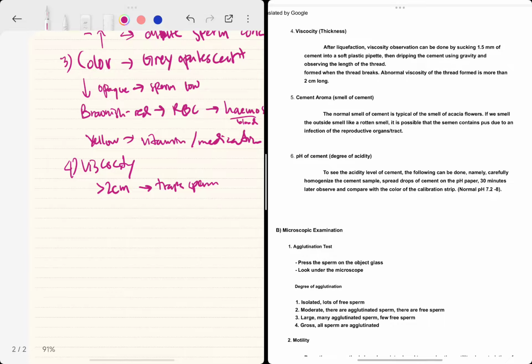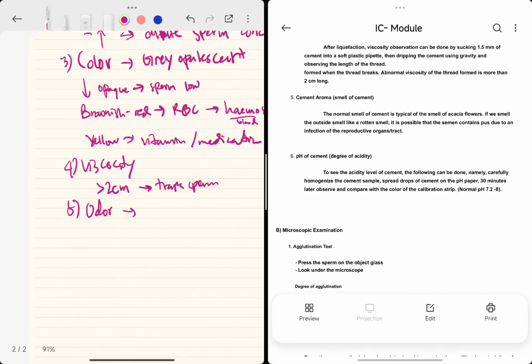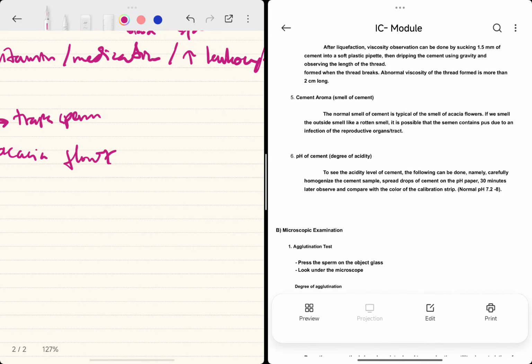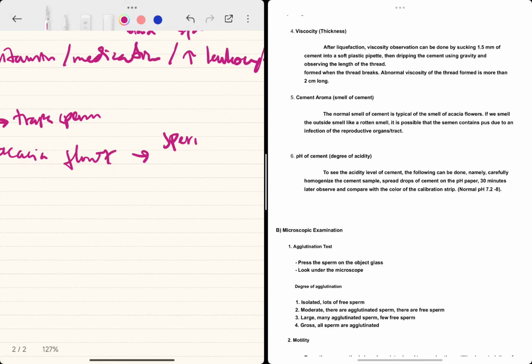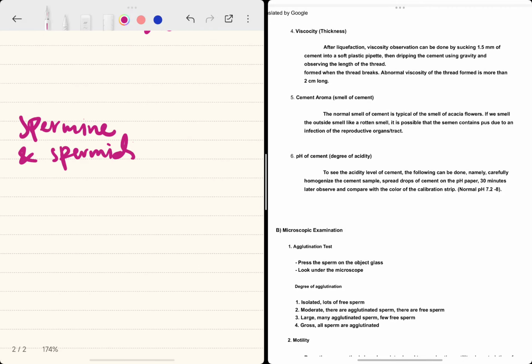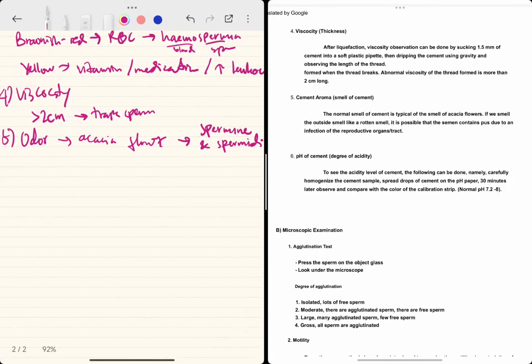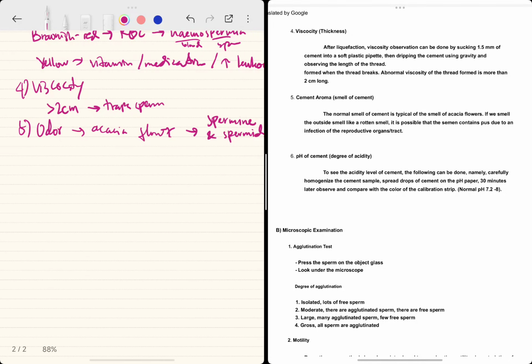And then odor, which is the smell. Usually it's like acacia flower, because of the spermine and spermidine. A bad smell could come from pus or infection, something like that.